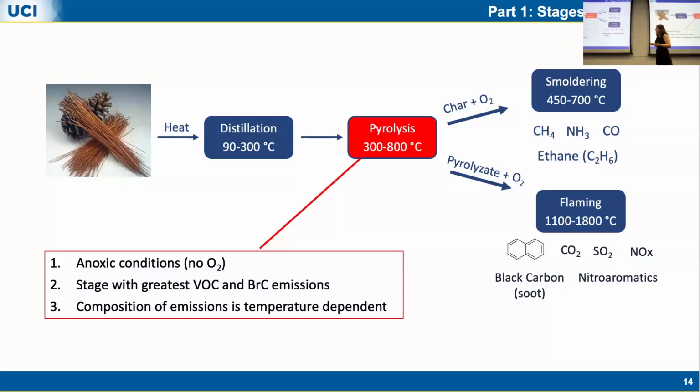And so if you are under anoxic conditions, meaning there's limited oxygen there, you're going to undergo pyrolysis. And so this is typically between 300 and 800 degrees Celsius. And it's the region in which I focus my PhD on because it produces brown carbon in the most abundant way, with the greatest emissions of VOCs. And also the composition of emissions are temperature dependent. So as we increase our temperature, we actually can predict what type of products are emitted.